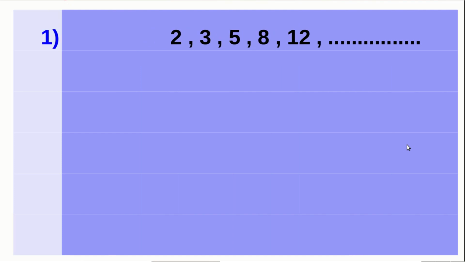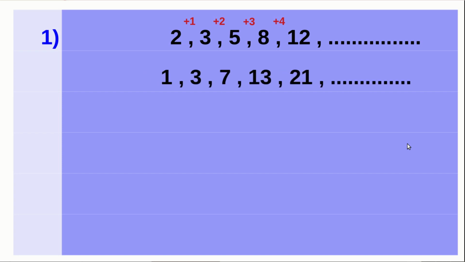First one: 2, 3, 5, 8, 12, etc. The sequence starts with number 2. 1 is added to get the second term, 2 is added to get the third term, 3 is added to get the next term, and 4 is added to get the next, and so on.